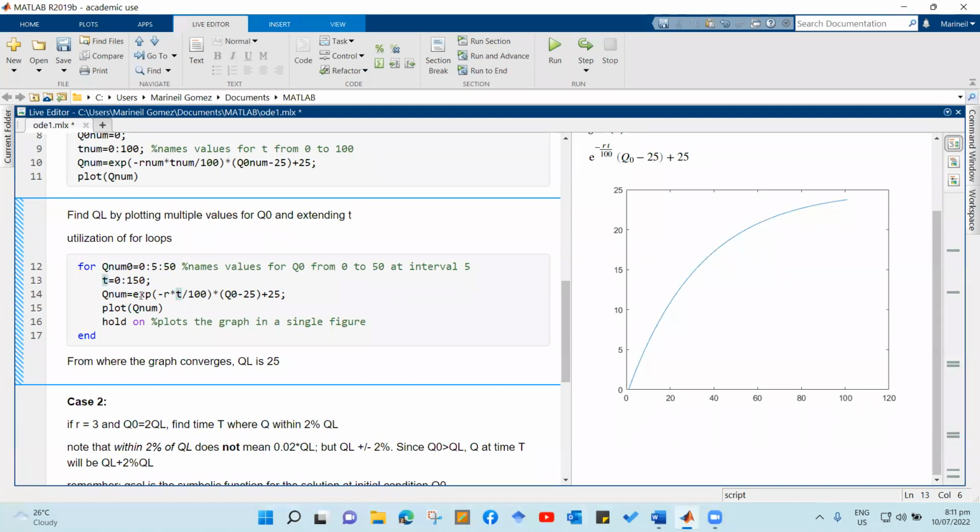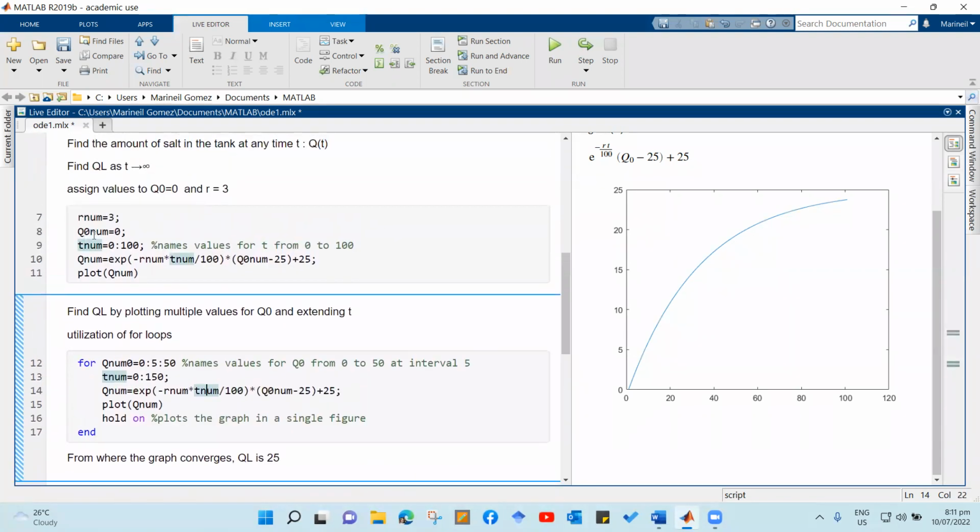So this is again T num. Okay, and then Q num, let me change. R num, this is T num, QO num. Okay, so I'll be changing now. I'm still using the same values because I just want to change these values. Okay, and then run it.